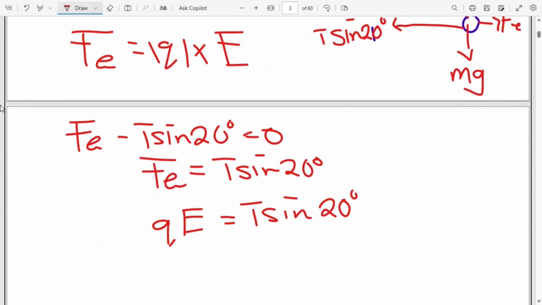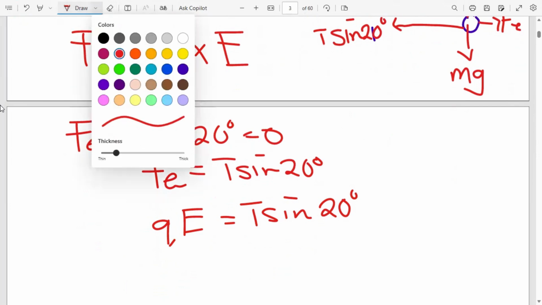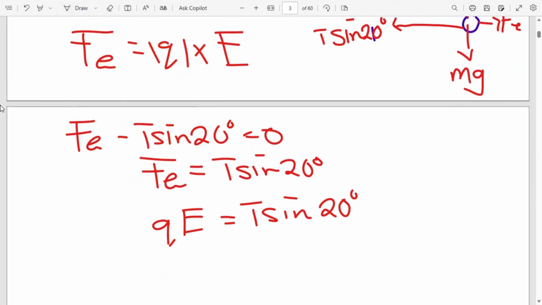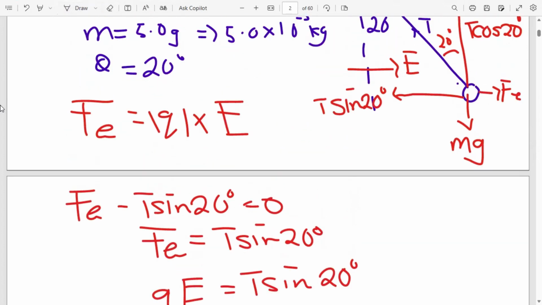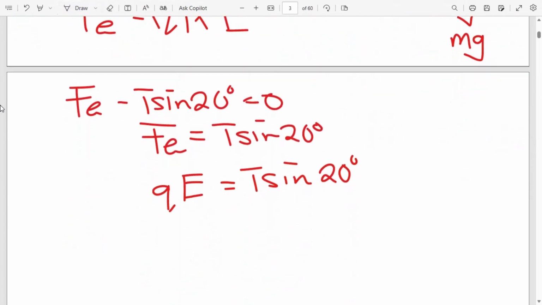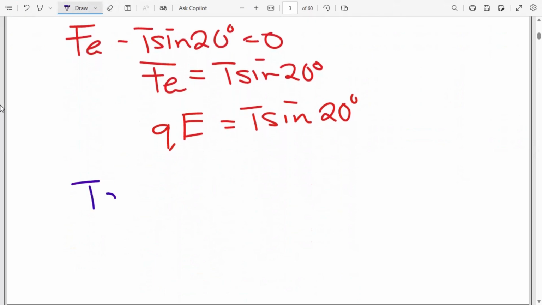So let's now consider the forces that are in the y-axis. In the y, we have T cos 20 and mg. So the same thing is going to happen. I'm going to have T cos 20 degrees being equal to mass multiplied by gravity, just like that. Now I have two formulas, this one in the x-axis and this one in the y-axis.